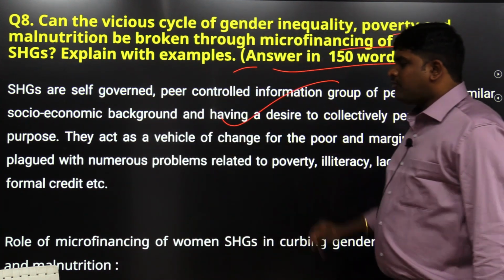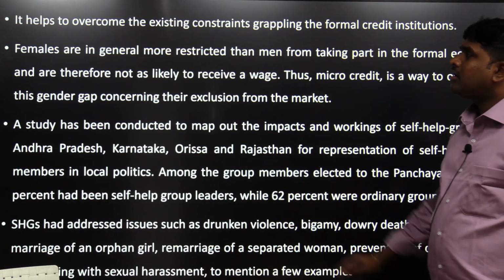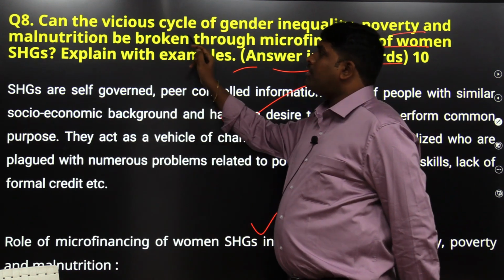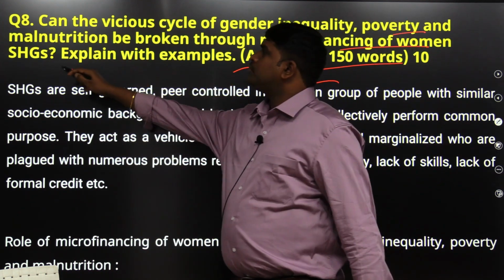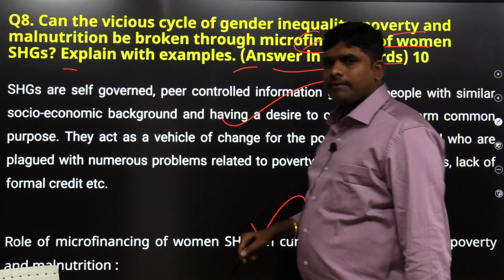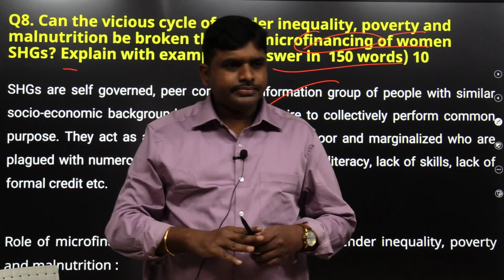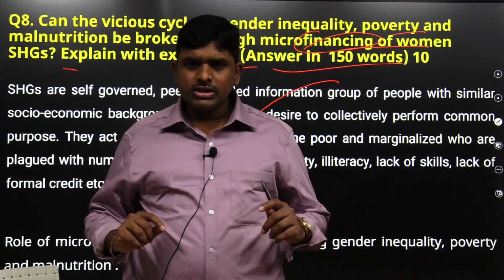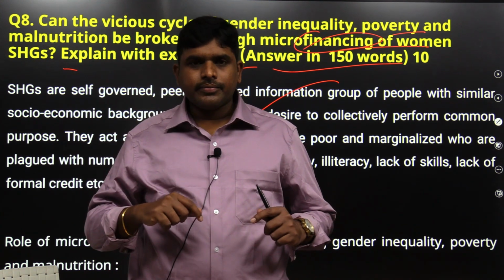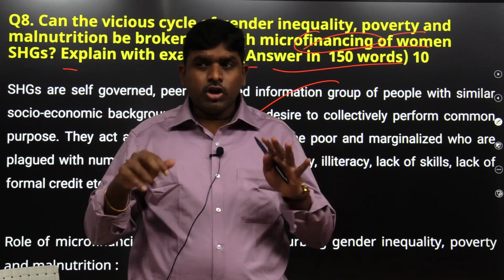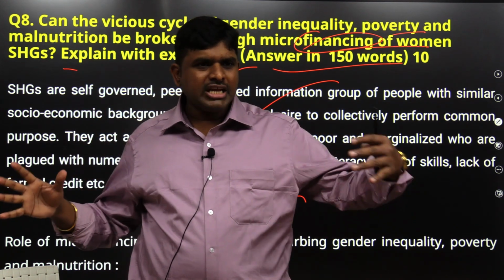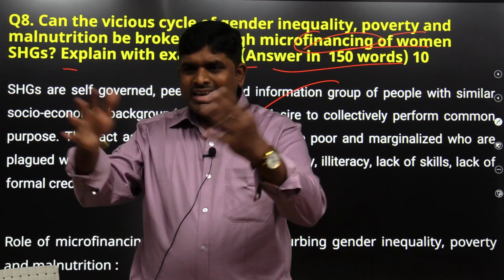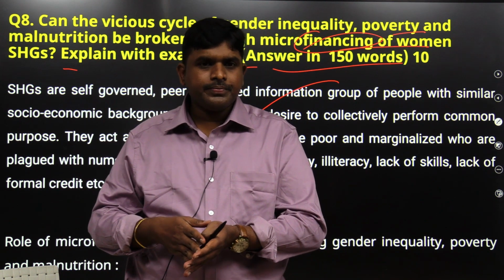I mentioned here, what is a self-help group? Role of microfinancing: it helps to overcome the existing constraints grappling the formal credit institutions. But the question is not only about self-help groups, the question is about microfinancing. What is microfinancing? There are microfinance companies like SKS. What will this company do? They will give microcredit. First, they will not give randomly. They will come to the village, a branch will be established. Anyone who wants a loan, mainly they will give to the self-help group members. Why? Because the guarantors will be the members of the self-help group.